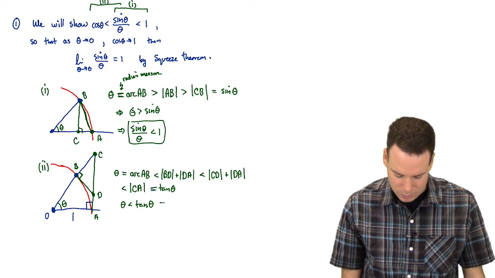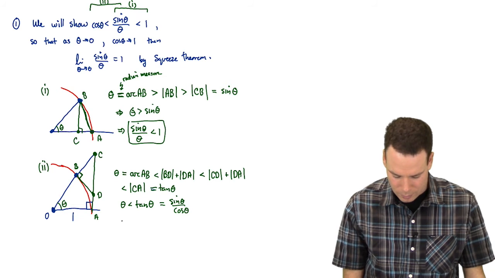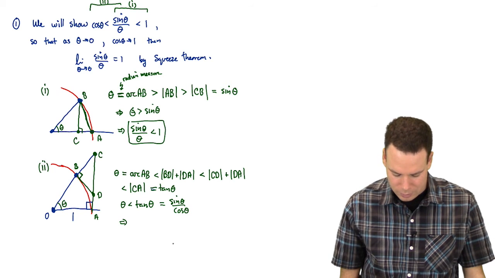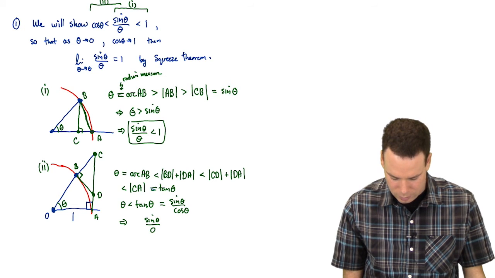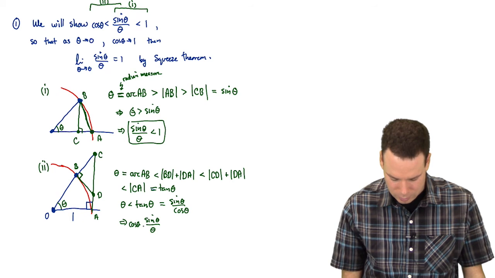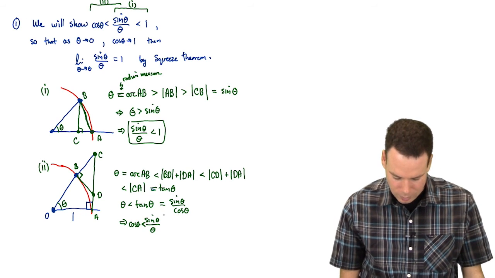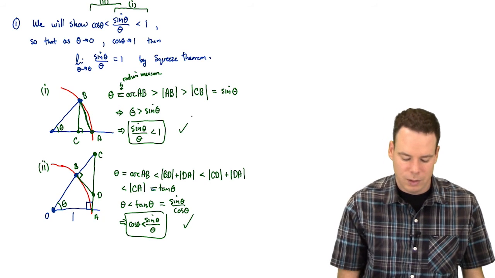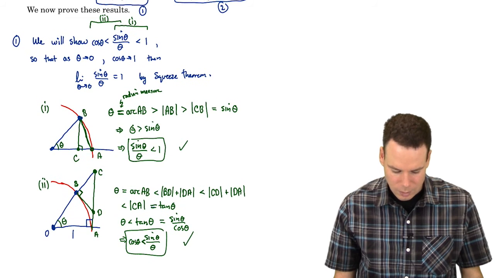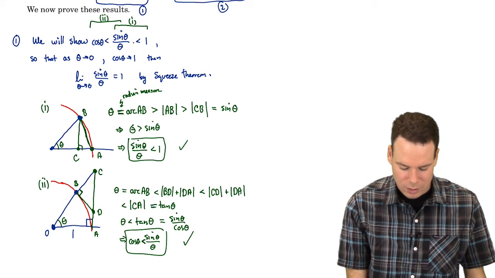Well, what does that mean? Well, tan theta is sine theta over cos theta. So rearranging it a little bit, moving the theta to one side and the cosine to the other, I get that cosine is smaller than sine theta over theta. And so I've got that other inequality. So I've verified these two inequalities.